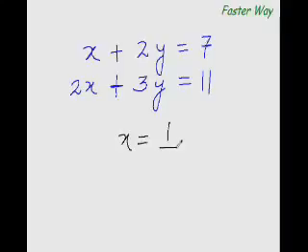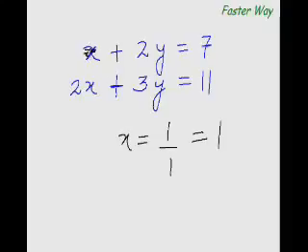This is the numerator. What would denominator be? 2 times 2 is 4, and 1 times 3 is 3. 4 minus 3 is 1. So x is 1 here. Now once you have the value of one variable, finding the other variable is very simple, isn't it? Now substitute this value of x in any of these two equations.